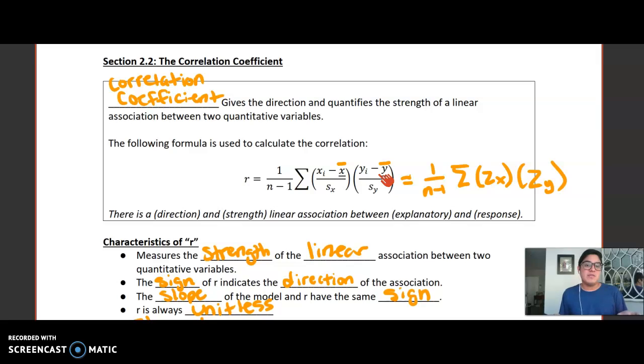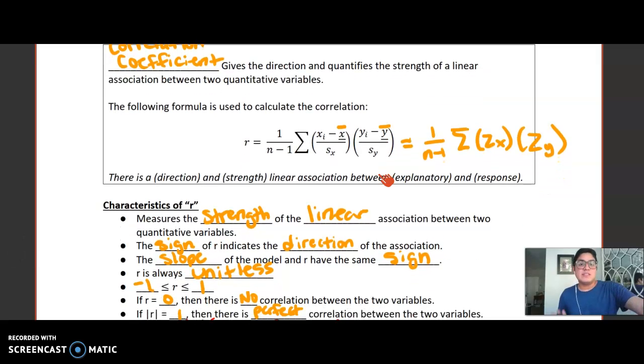And we interpret it as the following. There is a direction and strength linear association between the explanatory and the response variable. And of course, we just fill that in with our context, direction being positive or negative, and then a strength of being weak, moderate, or strong. So what's important here though is that this is specifically for a linear association. So that's why we need the scatter plot to see, is our data actually linear? Because you can calculate r for basically any two quantitative variables, but to see the strength of the linear association, we're going to need that scatter plot.